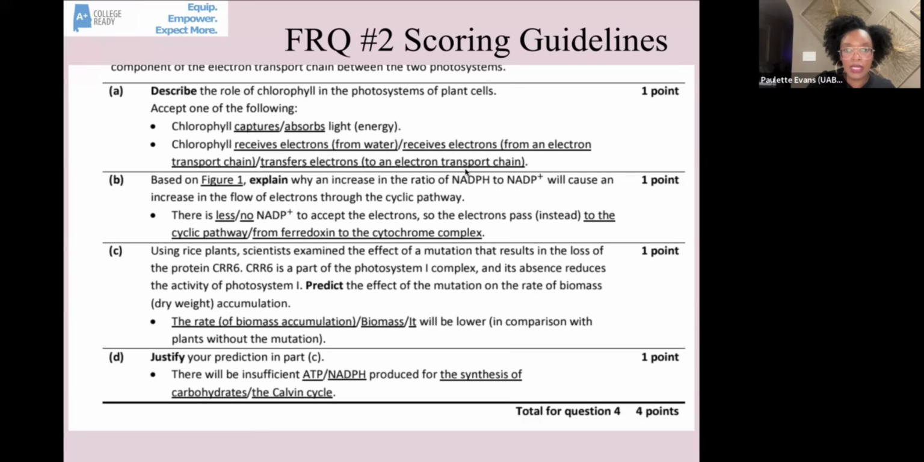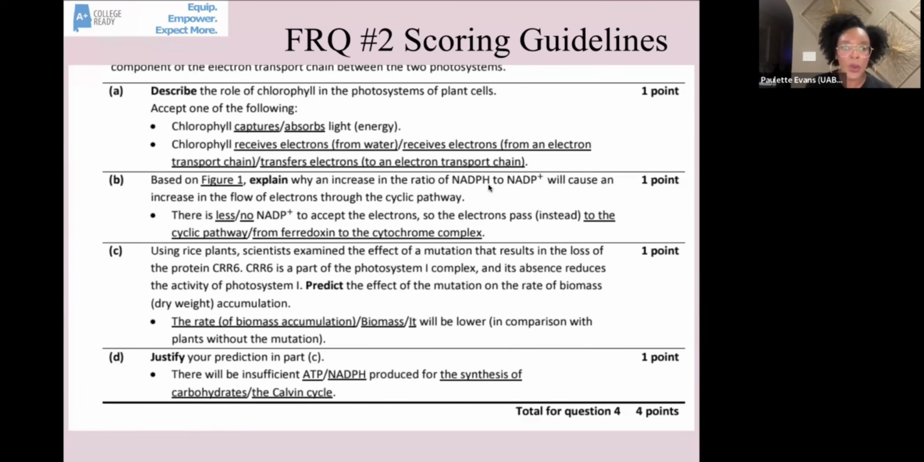So if you have an abundance of NADPH, or a high ratio of NADPH, there's no place to give the electrons to go to the light independent reactions, which means you're going to have to utilize that cyclic pathway a little bit more than perhaps you might want to. I'm personifying a little bit there, but you get the point. And so the correct answer here would be there is less or no NADP plus to accept the electrons. So the electrons pass instead to the cyclic pathway from ferredoxin to the cytochrome complex. And this is a pathway for these plant cells to make ATP. If they get in a rut in ATP and they need some ATP, this is a pathway to do that.